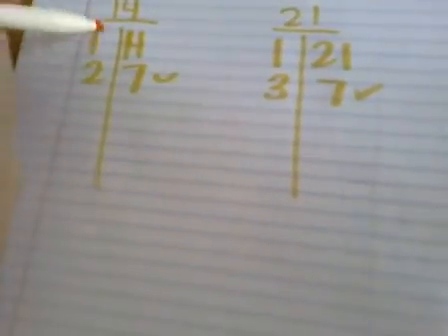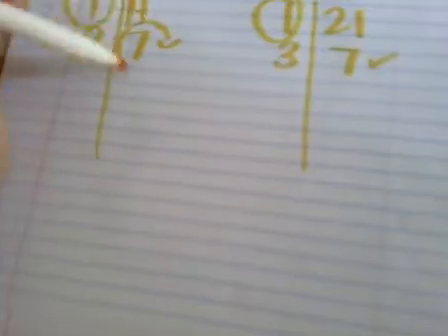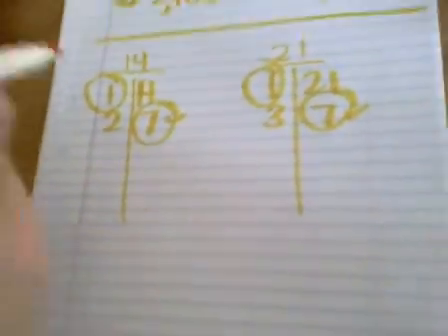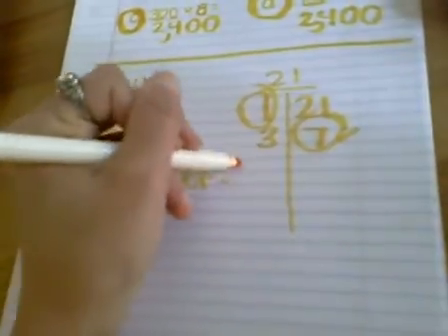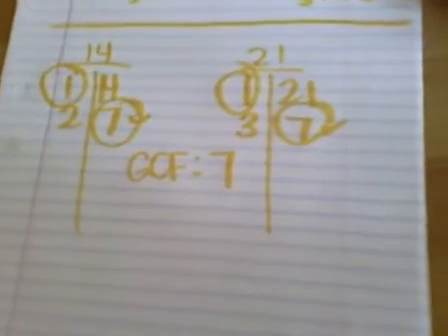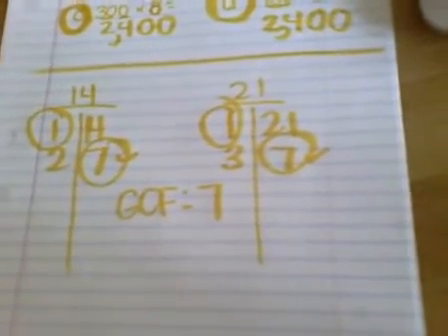Let's circle what they both have in common. They both have 1s and they both have those 7s. So the GCF of 14 and 21 is 7. Make sure you show your work. Put the GCF for that square.